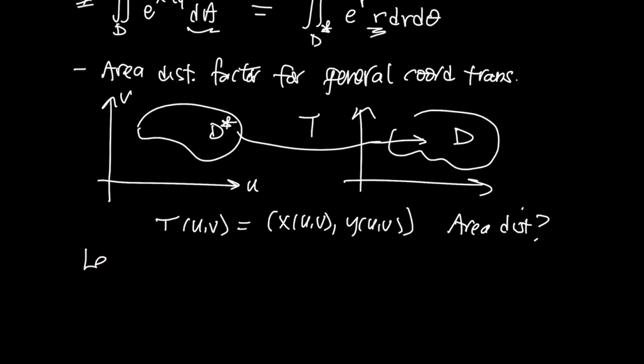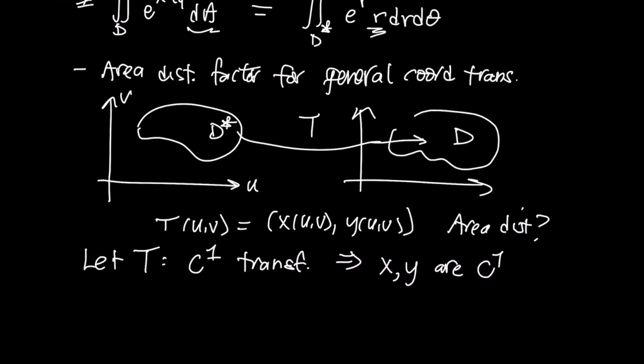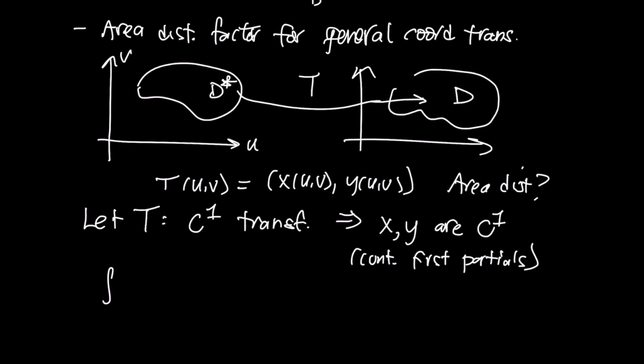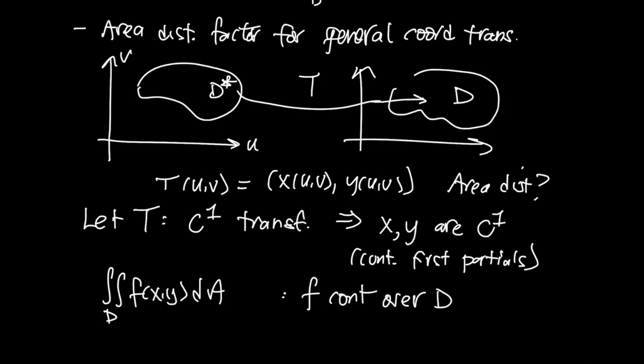Now we're going to let T be a C1 transformation. And what that means is that both of these functions x and y are C1. That means they have continuous first partial derivatives. So x can be differentiated with respect to both u and v, and those functions will exist and be continuous functions. We're going to talk about an integral that's given as such in the xy coordinates, and we'll say that f is continuous, which means that the function will be integrable.